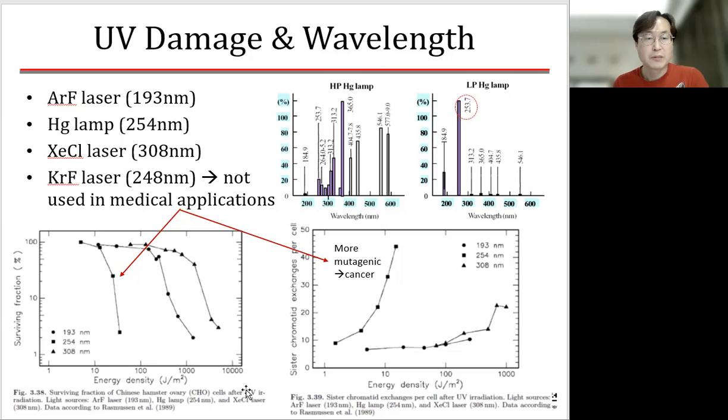And this bottom graph is showing the surviving fraction for the ovary cells of the Chinese hamster. As you increase the energy density, of course those cells will die, so the surviving fraction is less than 2% or 3% as they increase it.